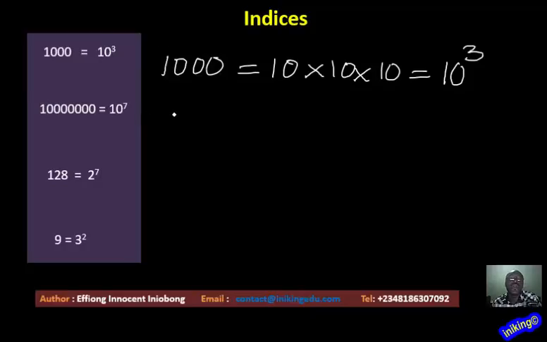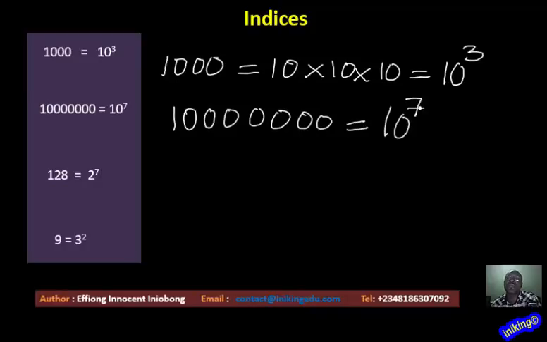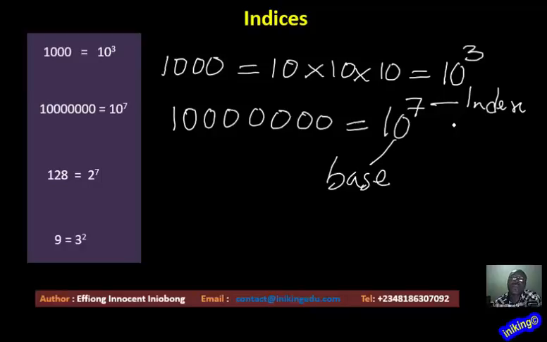Similarly, we have here, I think this is 10 million with 7 zeros. This can easily be expressed as 10 raised to the power of 7. When we express numbers this way, we call the 10 the base, and the 7 the index. In some parlance, you can call it the exponent or the power.